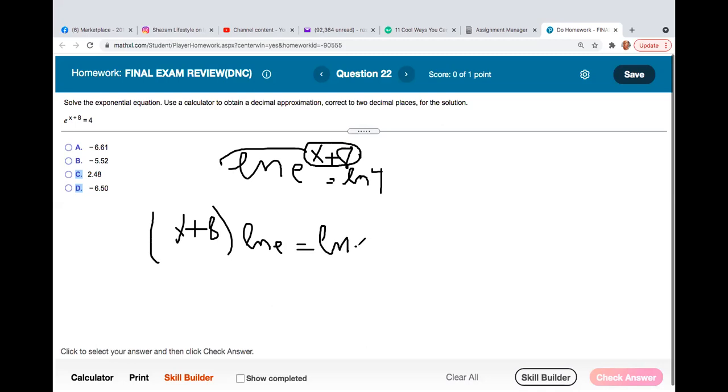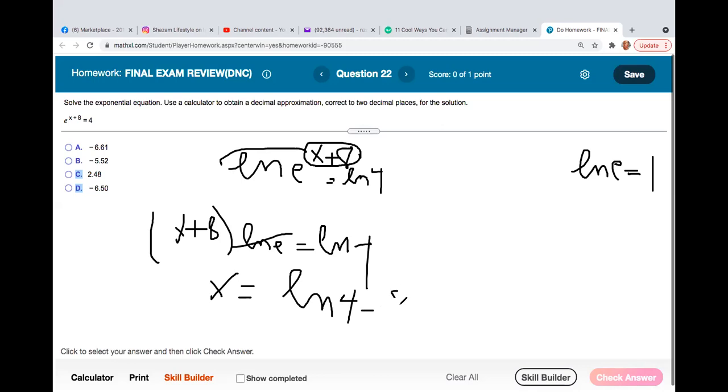Now, next, the other thing is this, guys. Natural log e is always equal to 1. So essentially, this cancels out, leaving you with x plus 8 equals natural log 4. So to solve for x, we're going to subtract 8 from both sides. So we get natural log 4 minus 8.